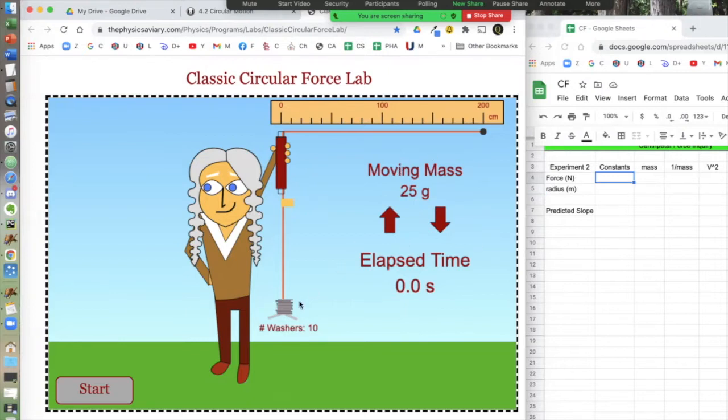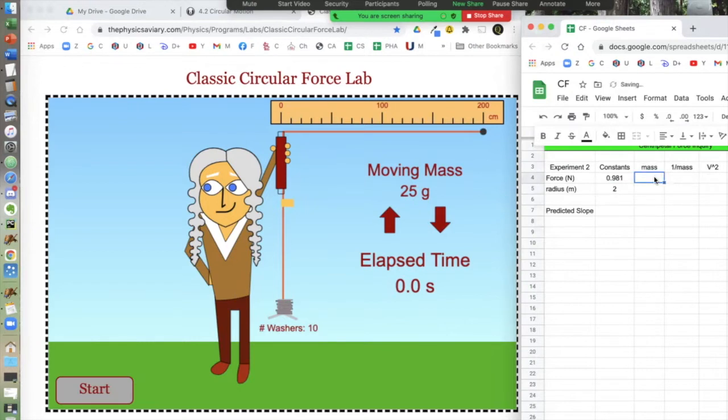So I'm going to start here, and I'm just going to keep 10 washers on it every time. If each one's 10 grams, I'm going to take 10 times 10, divide by 1,000 to put it into kilograms, and multiply by 9.81 to get it into newtons. So my constant force, which I'm never going to change for this experiment, is 0.981. The radius is set at 200 centimeters or 2 meters. I'm not going to change that either, so I'm going to leave it at 2.